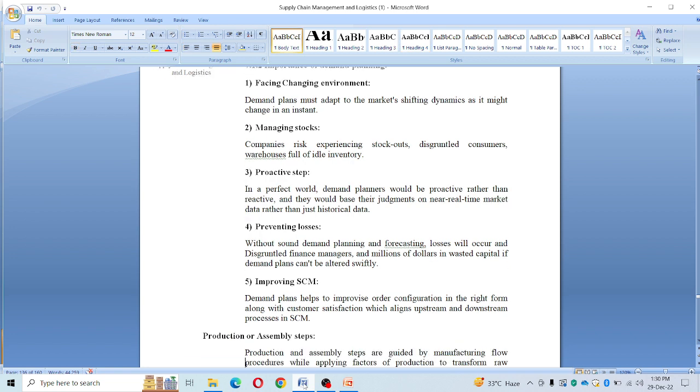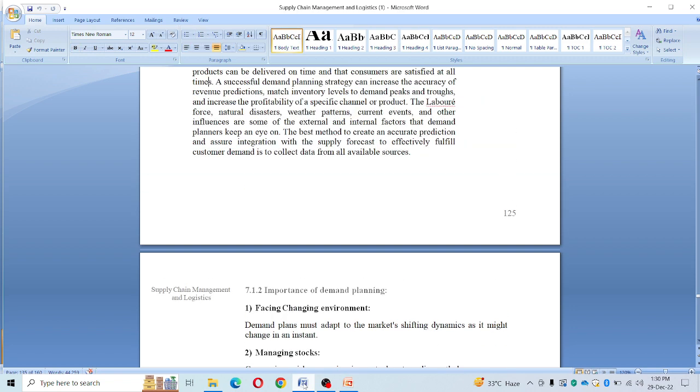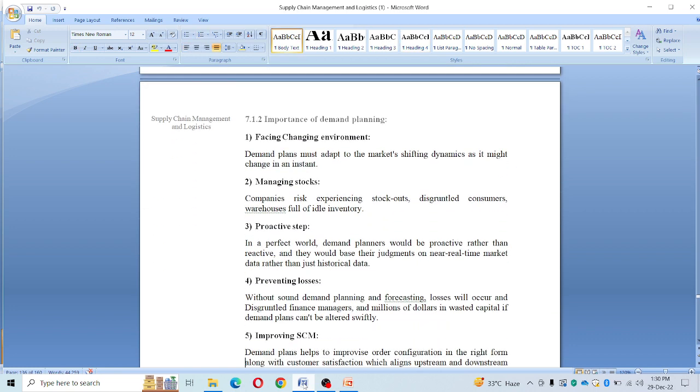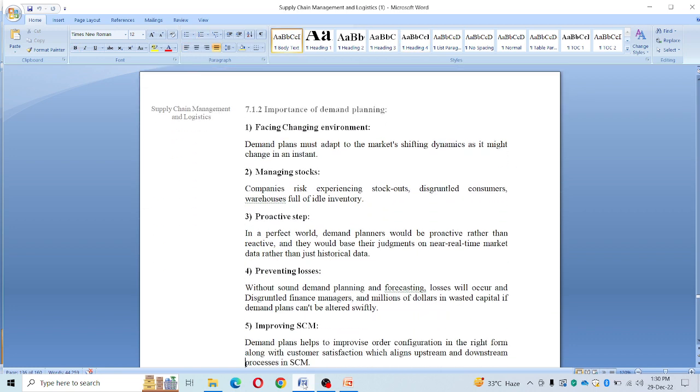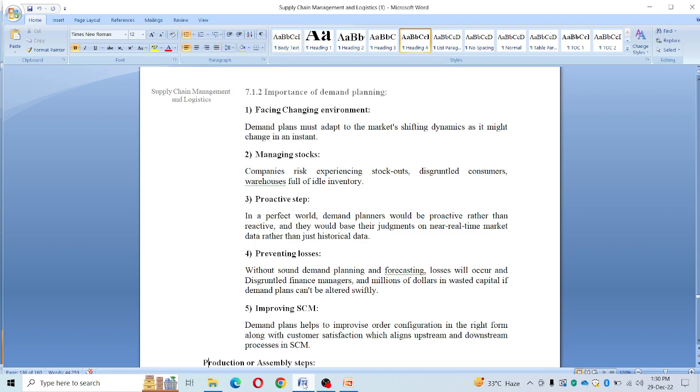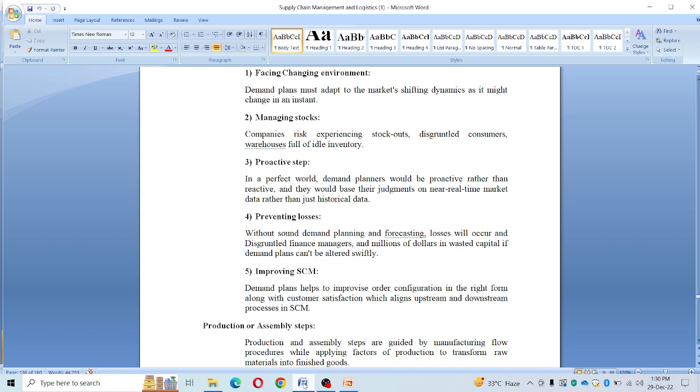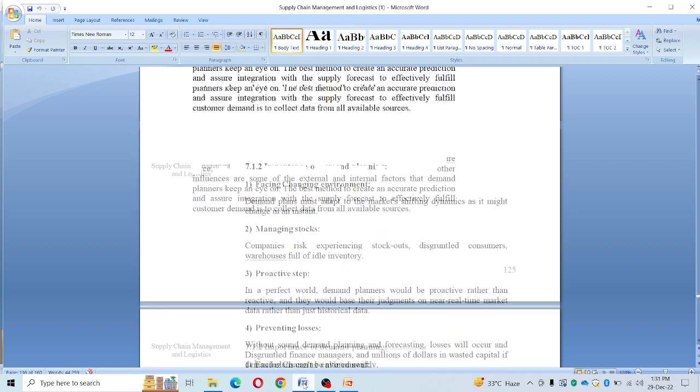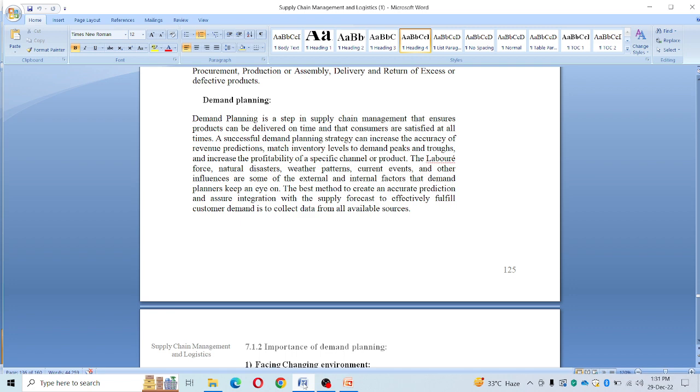Improving upon SCM performance, yes, because improvisation of order configuration in the right form, which aligns the upstream and downstream process in supply chain management, is the need of the hour. So this way you can always talk about that demand planners, they have certain motives in the back of mind, and importance can be measured in terms of facing changing environment, managing stocks, taking proactive steps, preventing losses, and improving upon SCM process. So this is our first particular question relating to demand planning.